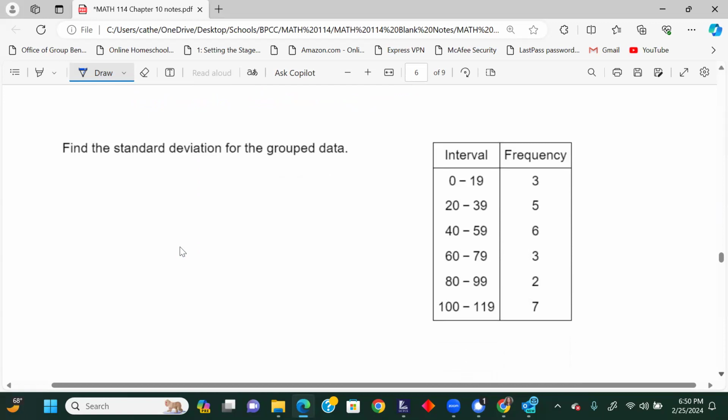All right. Now we need to find the standard deviation. This is for grouped data. Okay, so we know there's 3 values between 0 and 19, but we don't know the actual value itself. So what we have to do is find the midpoint. The frequency is going to go in L2. L1 is going to be the midpoint. So 19 plus 0 is 19. You divide that by 2.